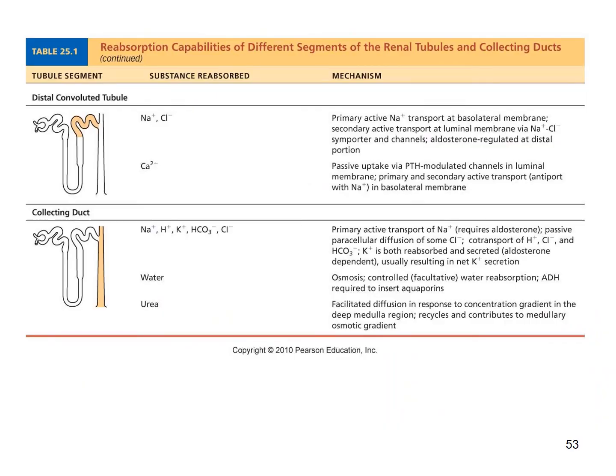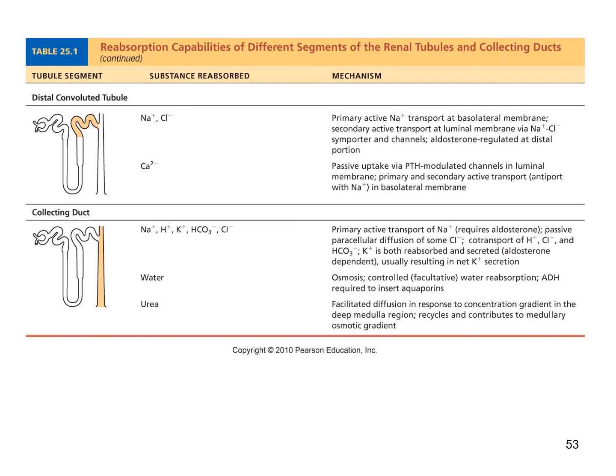So basically, sodium and chloride will get reabsorbed in the distal convoluted tubule, and if there's parathyroid hormone present, then it will open channels in the apical or luminal membrane that will allow calcium to come into these cells.